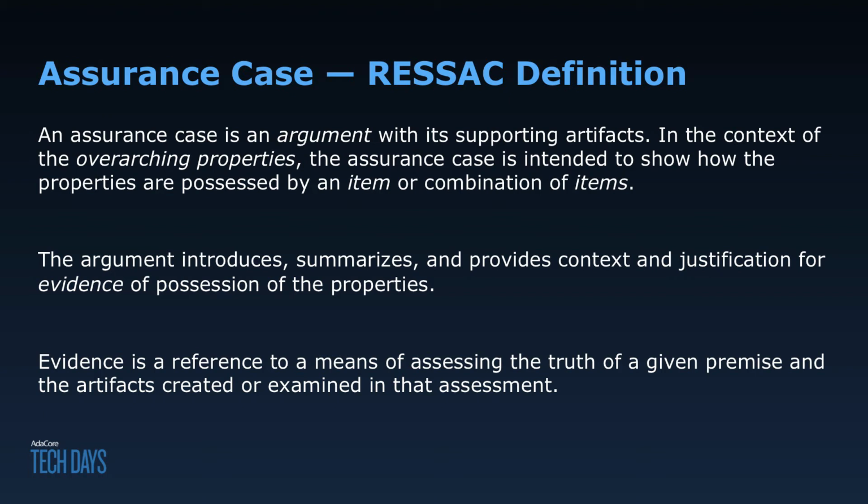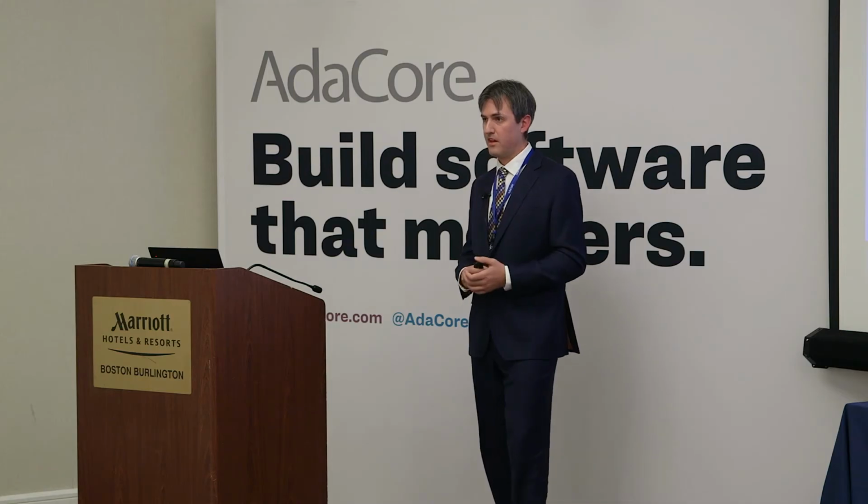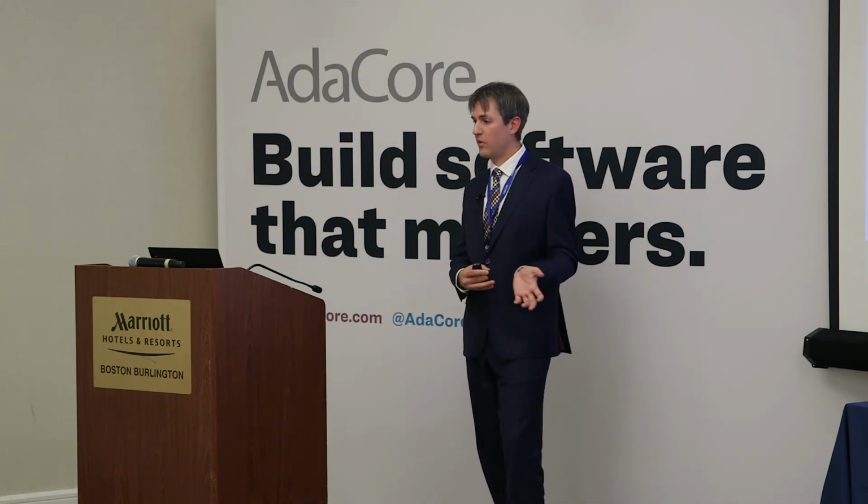In the context of the overarching properties, the assurance case is intended to show how the properties are possessed by an item or a combination of items. The argument introduces, summarizes, and provides context and justification for evidence of possession of the properties. Evidence is a reference to a means of assessing the truth of a given premise and the artifacts created or examined in that assessment. Now, I like this definition a lot, which is why I read it to you.